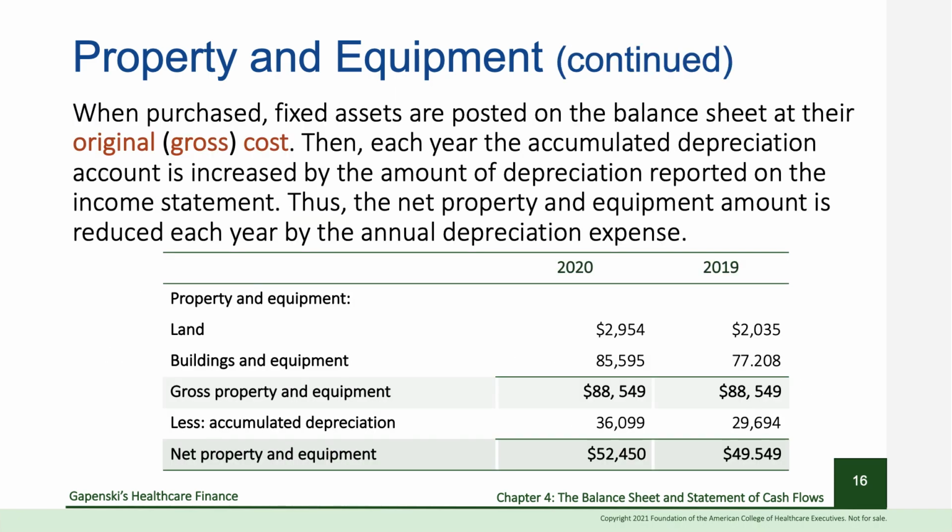Here's a slide that shows how the property and equipment are listed. The property and equipment here is broken down into land, buildings and equipment, gross property and equipment, less depreciation, and then that gives you the net property and equipment. Fixed assets are posted on the balance sheet at their original cost, and then each year the accumulated depreciation is increased by the amount of depreciation reported on the income statement. Thus, the net property and equipment amount is reduced each year by the annual depreciation expenses.